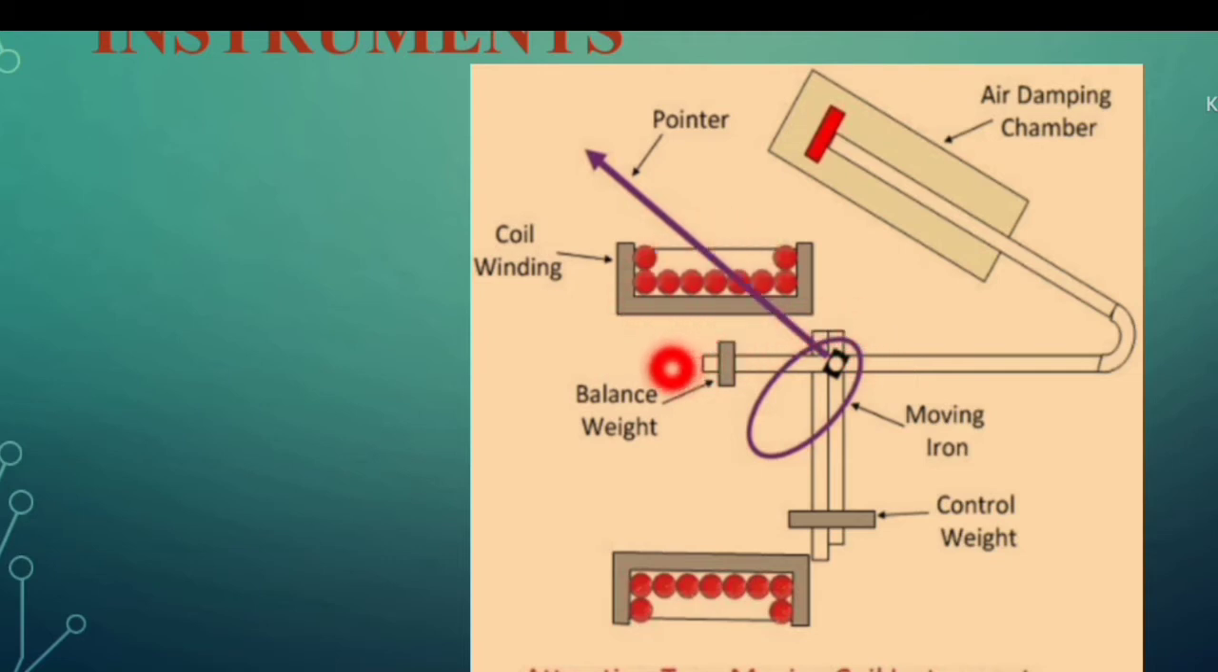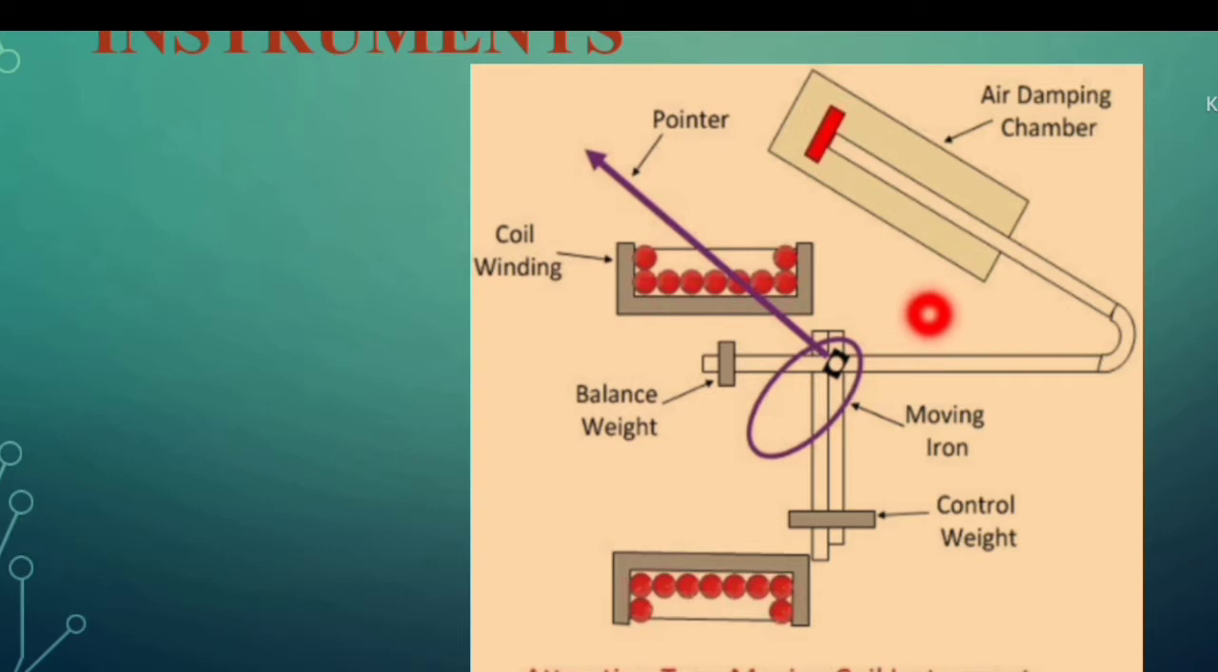The coil here acts as the electromagnet. When we pass current through the coil, it gets magnetized, and in that magnetic field we place the iron disc. With that iron piece we connect a pointer, and we make use of a balance weight and a control weight arrangement to produce a controlling torque. And here there is an air chamber, which is meant for providing damping.